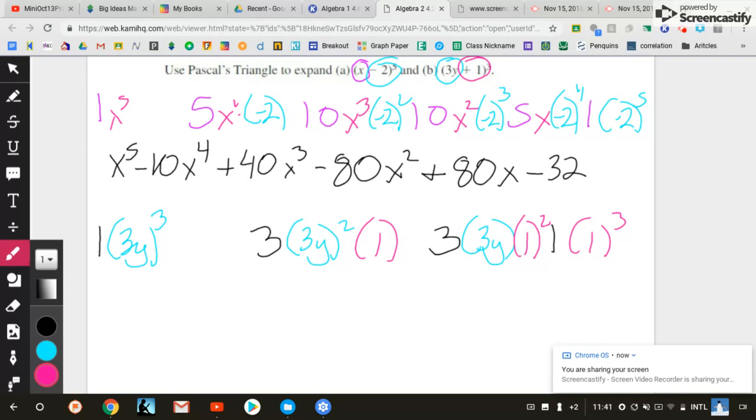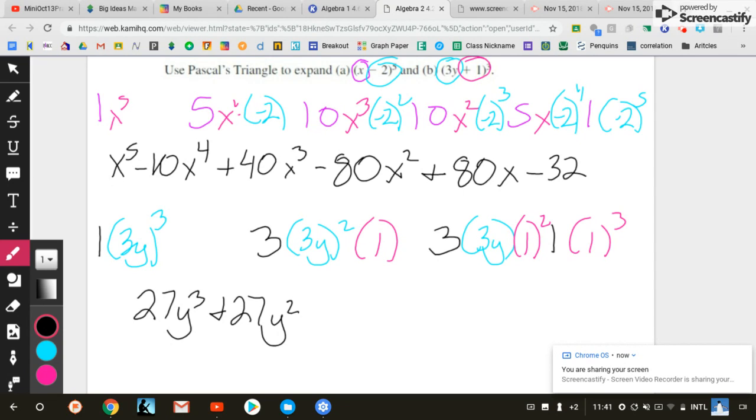So now I can go through and simplify. So 3y to the third, well, 3 to the third is 27. 27 times 1 is still 27. So I have 27. I still have to take y to the third. So 27y to the third. Moving in, I'll take 3 squared, which is 9. 9 times 3 is a positive 27. Then I still have to take y squared.